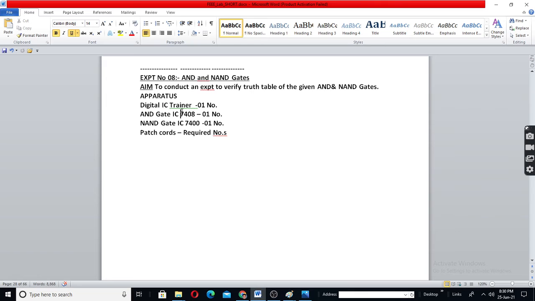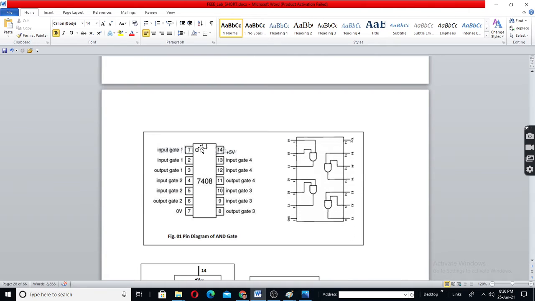Its number is 7408. NAND is 7400. So the pin diagram is: notch here, pin number 1 is to the left, the first pin to the left, and like this. The gates are manufactured or structured in this pattern, in this manner.